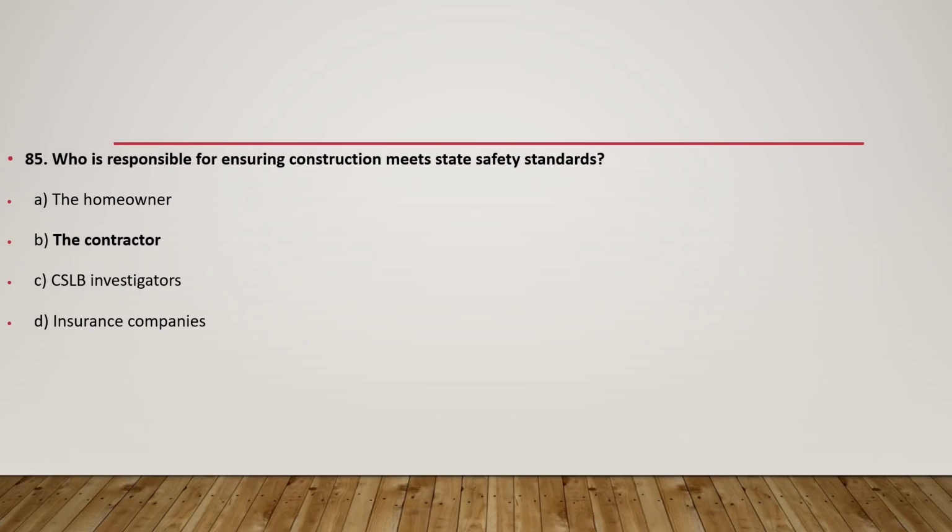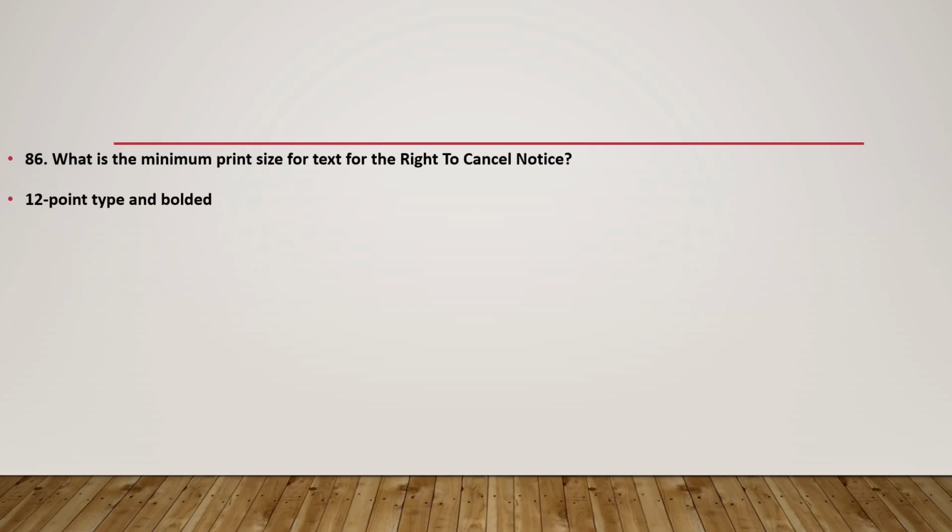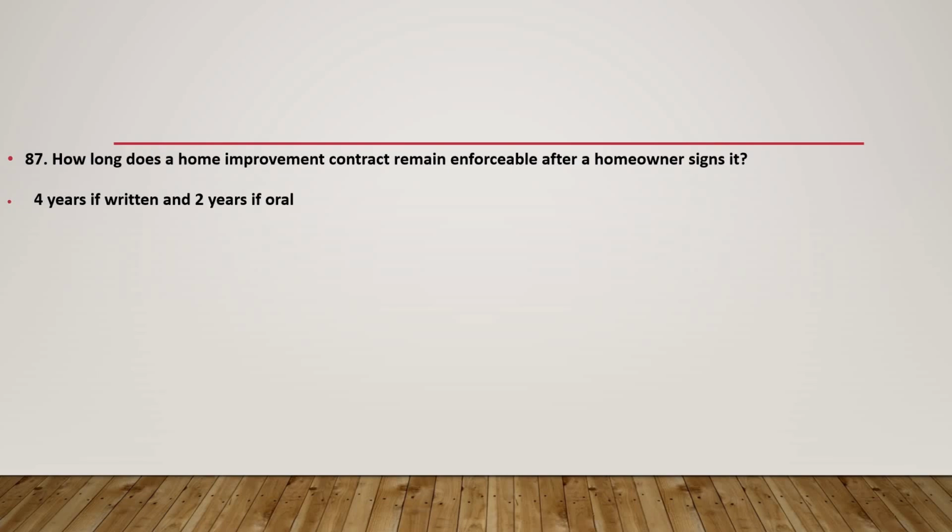B. The contractor. 86. What is the minimum print size for text for the right to cancel notice? 12-point type and bolded. 87. How long does a home improvement contract remain enforceable after a homeowner signs it? 4 years if written and 2 years if oral.